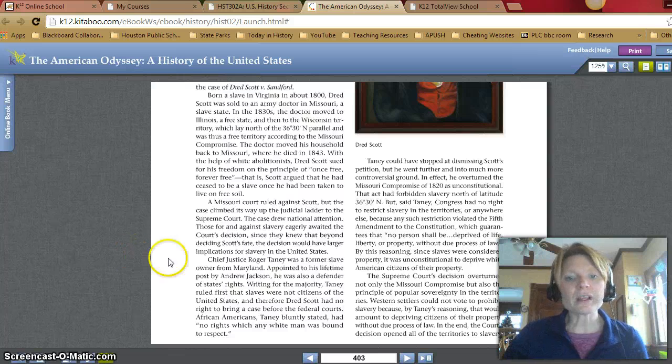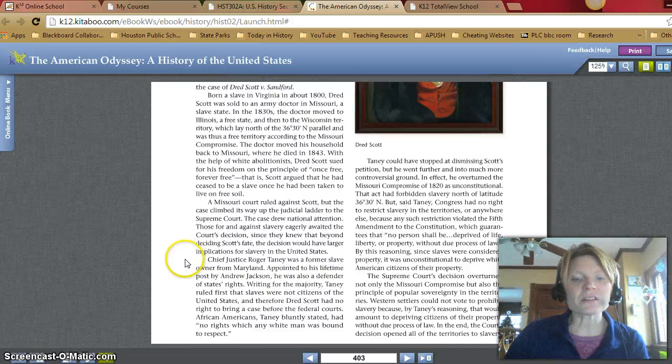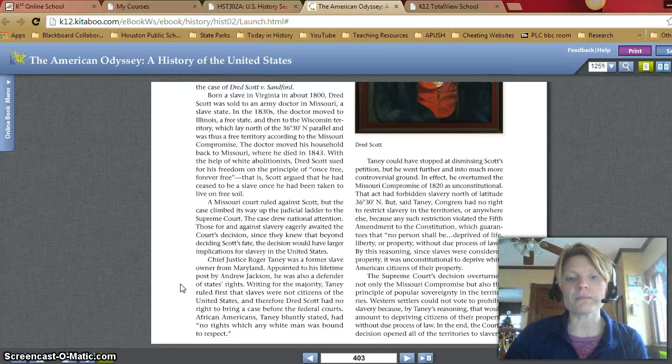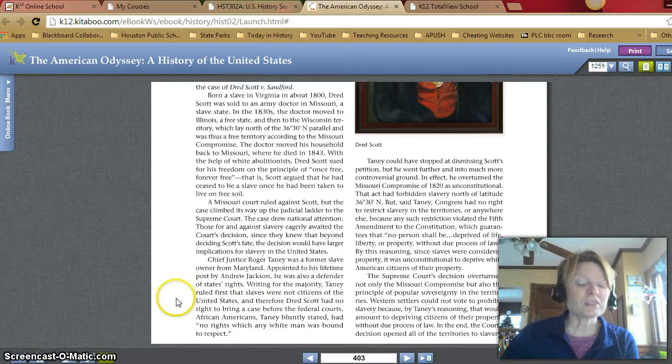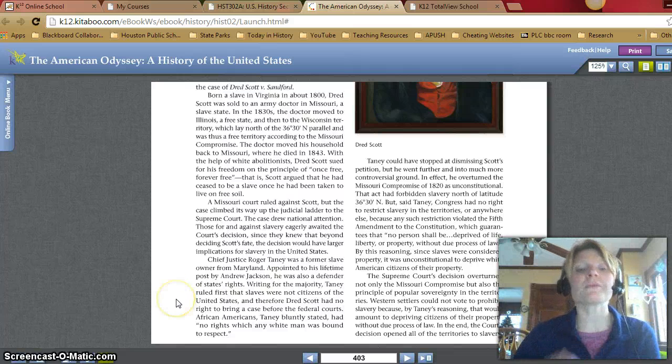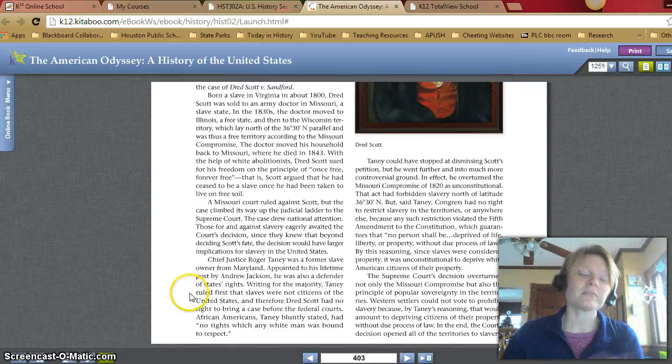Those for and against slavery eagerly awaited the court's decision, since they knew that beyond deciding Scott's fate, the decision would have larger implications for slavery in the United States. Chief Justice Roger Taney was a former slave owner from Maryland, appointed to his lifetime post by Andrew Jackson. Remember, Justices of the Supreme Court serve for life or until they either die or resign.